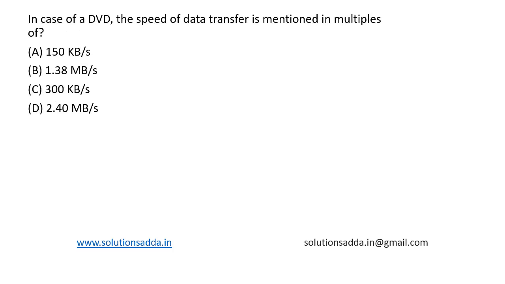This is a question from IO device. In case of a DVD, the speed of data transfer is mentioned in multiples of, and 4 options are given. So in case of DVD, the speed of data transfer is typically 1385000 bytes per second. This is equal to almost 1.38 MB per second. So based on the options, option B is the right choice.